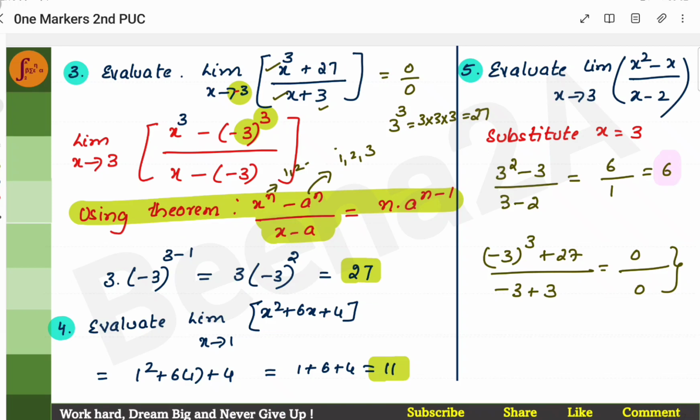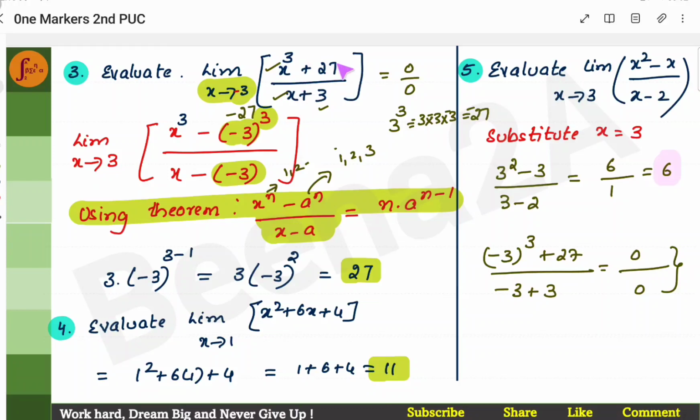What do I do? This is the clue. I have x tends to minus 3 here. This itself is the clue. So, you put minus 3 here. It doesn't change the equation. What is minus 3 into minus 3 into minus 3? It's minus 27. And I'm putting minus here. This is going to be minus 27. Minus and minus is going to be plus.